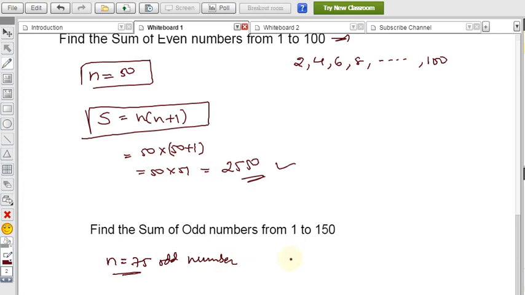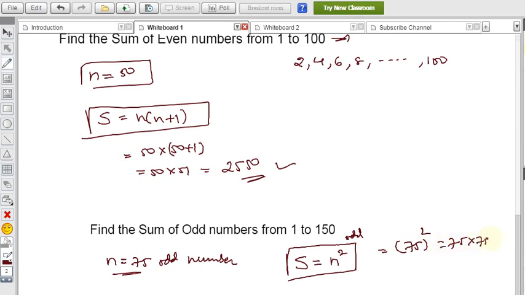So the formula, this is for the sum of the odd numbers, S is equal to N square. This is the formula for odd numbers we'll use. That is 75 whole square. So 75 into 75, we'll just multiply: 5625. This is the sum of the odd numbers from 1 to 150.